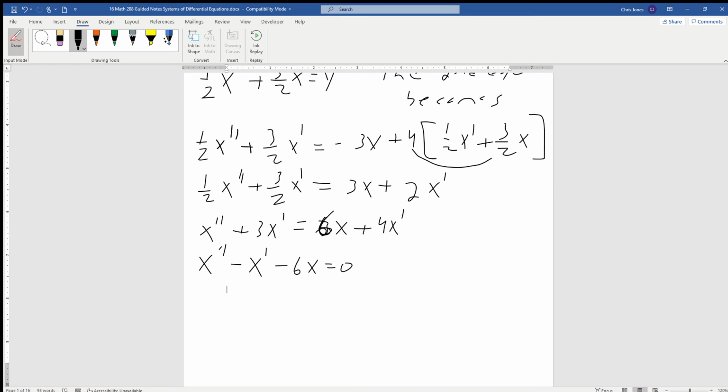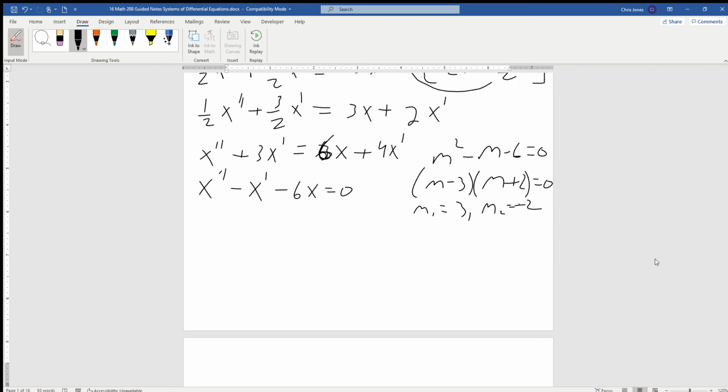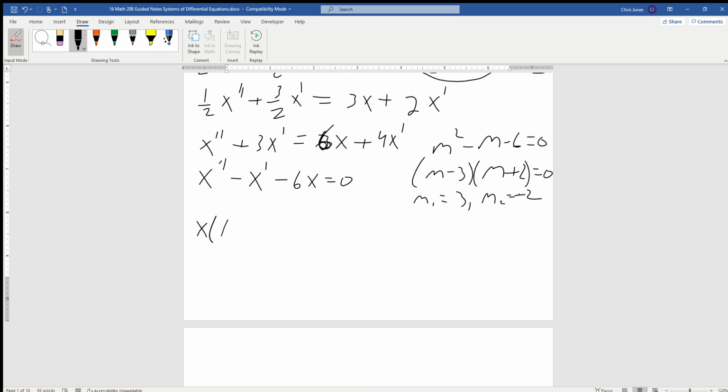The auxiliary equation is m squared minus m minus 6 equals 0. So we go all the way back to where we solve homogeneous second order differentials. We factor that auxiliary equation into m minus 3, m plus 2 equals 0. And so finally we get our two roots, m1 is 3, m2 is negative 2. And we end up with at least a general solution for x of t. By the way, this is case 1, if you remember, distinct roots: x of t equals c1 e to the 3t plus c2 e to the minus 2t.